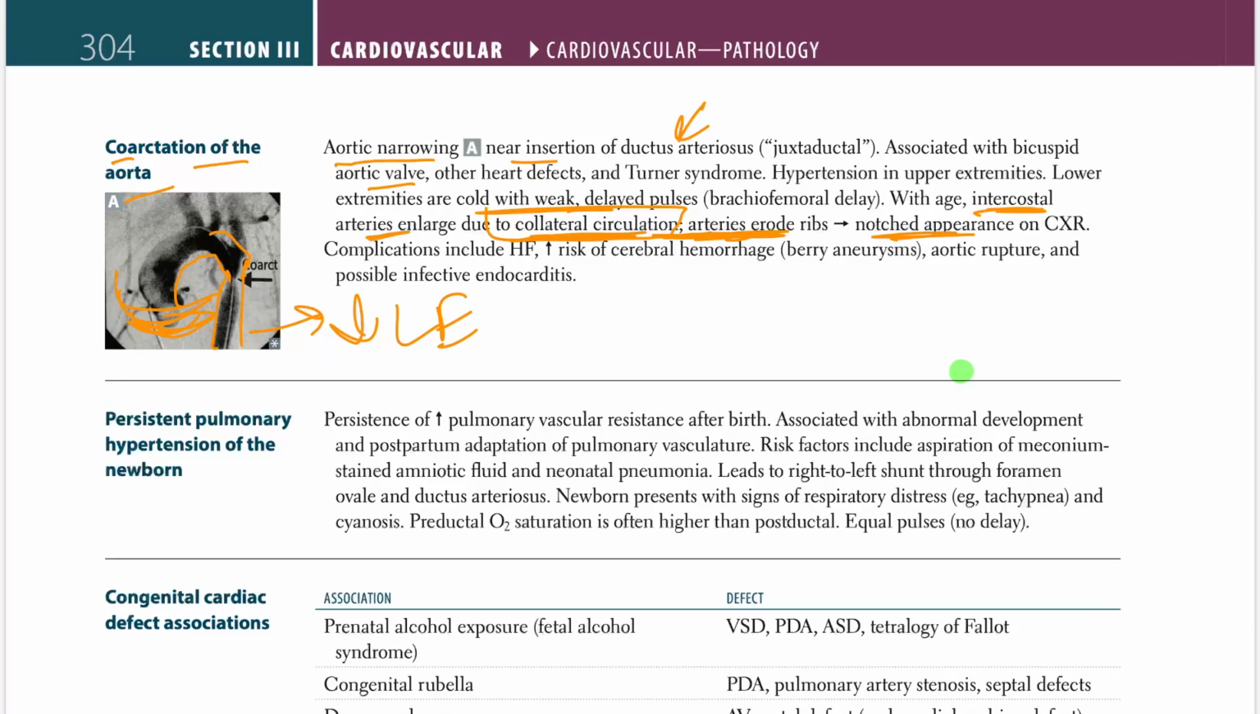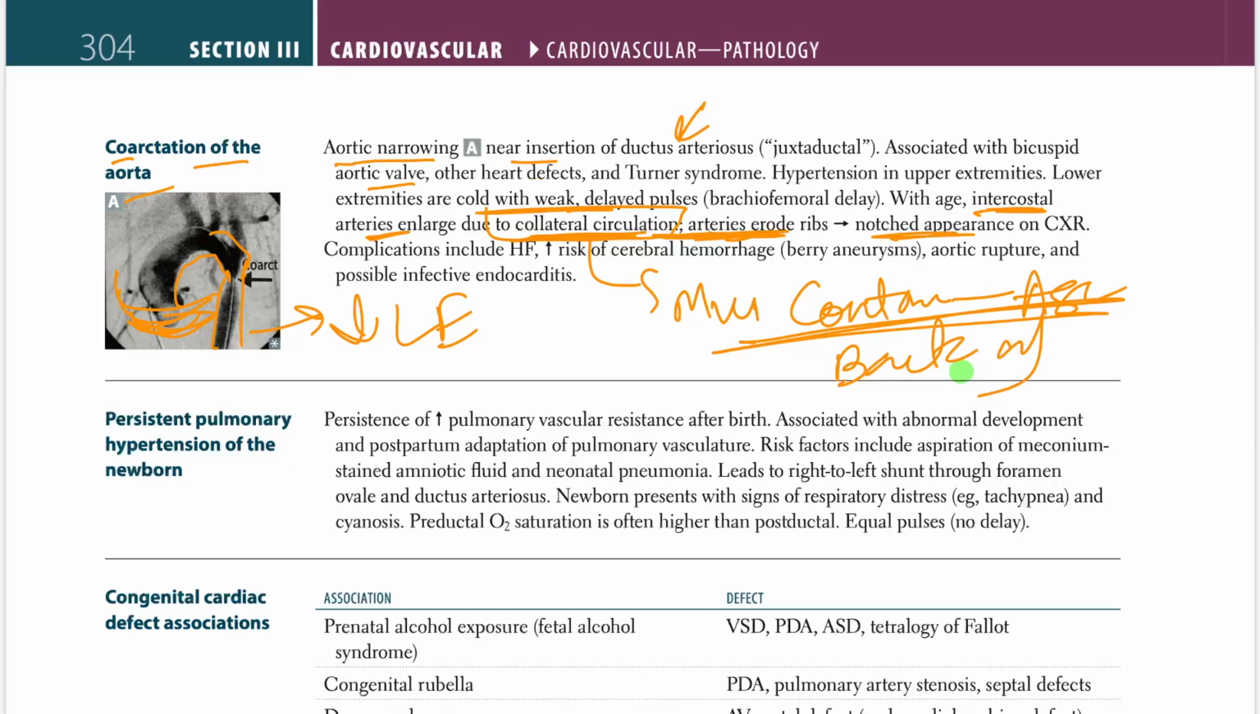From this collateral circulation, what's going to happen is you will hear a murmur. That murmur is going to be a continuous murmur, but again, what else was a continuous murmur? That was a PDA, right? But here, you can auscultate this continuous murmur at the back of the patient, on the back side of the patient.